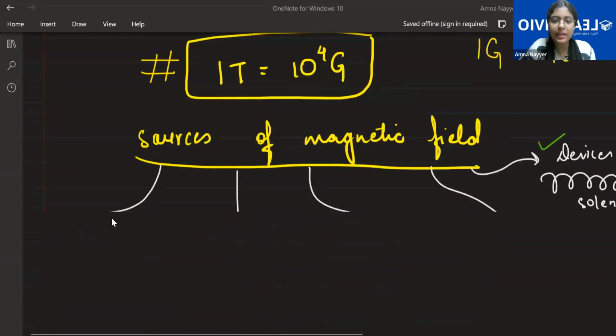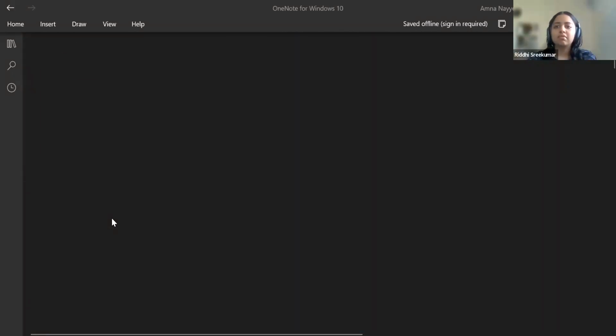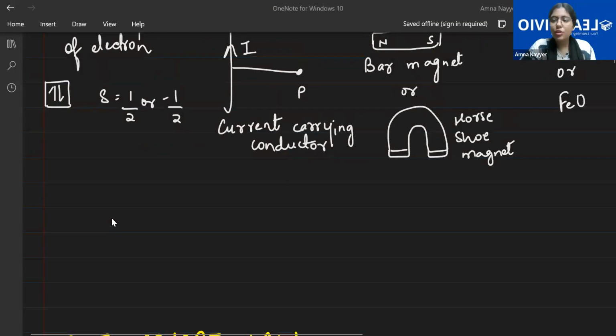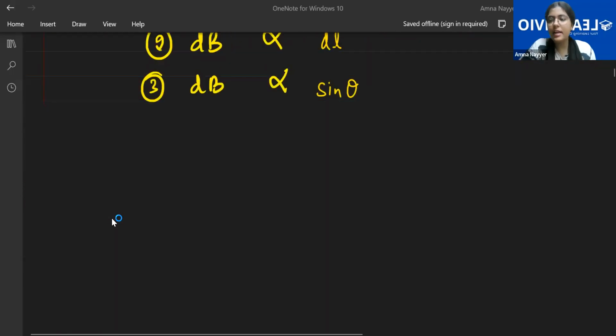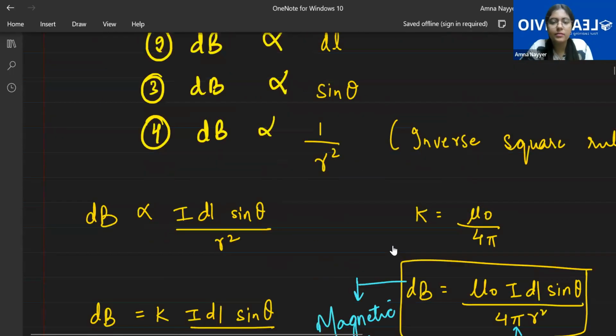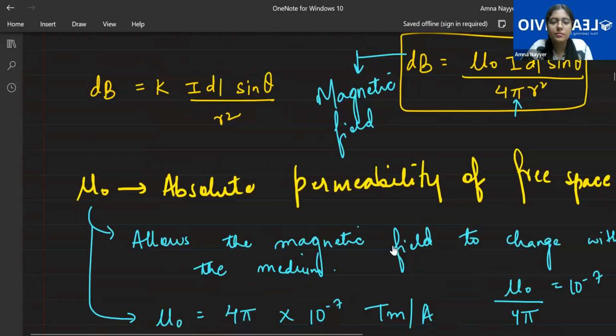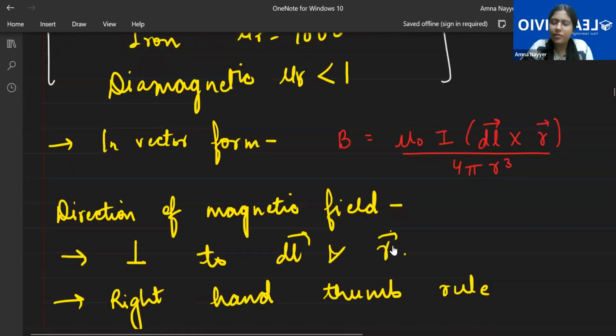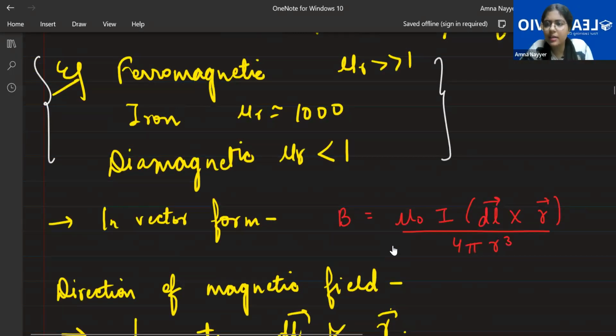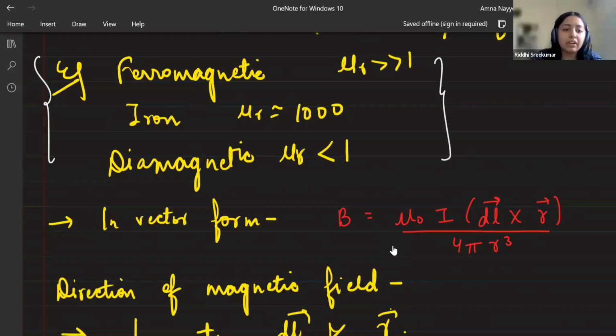In the last class, we started with the magnetic field. We did the Biot-Savart law and finished it. We discussed the Biot-Savart law: B is equal to mu naught I dl sine theta by r square. The direction part was left. We didn't discuss the direction, Riddhi. Till here, we only did the vector form.